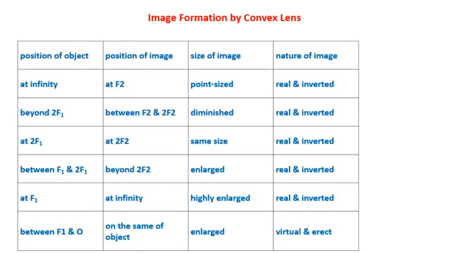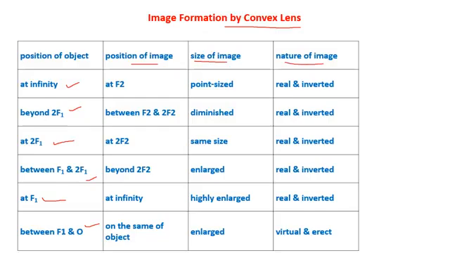Now this is a table which will give you a brief study of the image formed by convex lenses. We have already discussed all the ray diagrams of convex lenses. Wherever the object was placed, initially it was placed at infinity, then beyond 2f1, then at 2f1, then between f1 and 2f1, then at f1, and between f1 and optical center. We have discussed the position of the image, the size of the image, and the nature of the image.